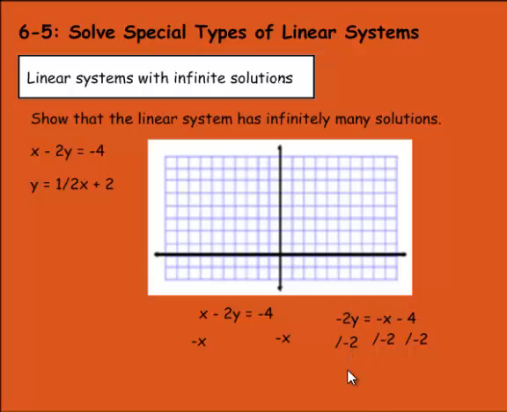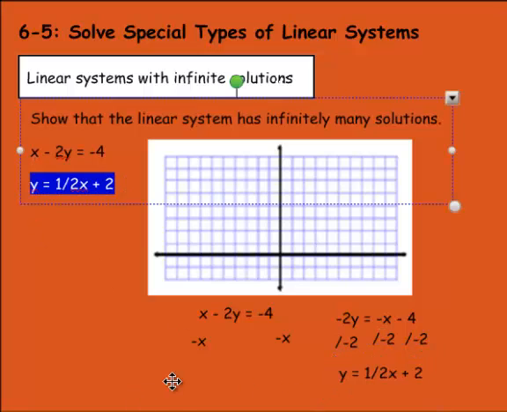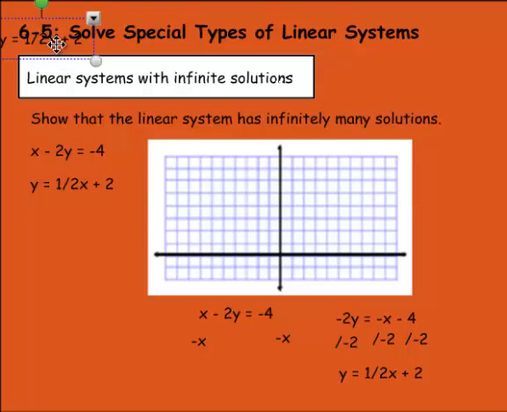And that would give me a positive y equals, that'd be 1/2 x positive, and then minus negative 2 or plus 2. So here's my slope-intercept form equation. Compare that to the other one, and you'll notice this looks exactly the same. Y equals 1/2 x plus 2. That's because these two equations are the same.